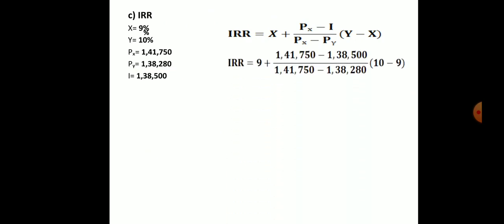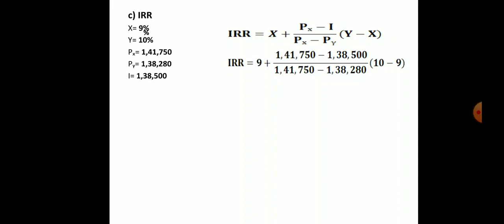So if you take the values, IRR equals the value of x, which is 9, plus px, which is 1,41,750, minus the initial investment of 1,38,500, divided by px, which is 1,41,750, minus py, which is 1,38,280, into y minus x.